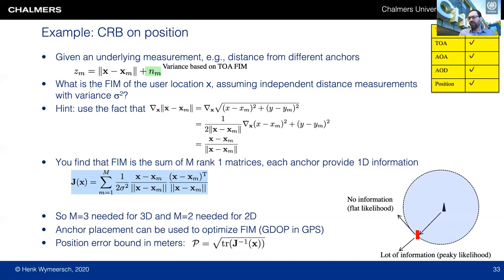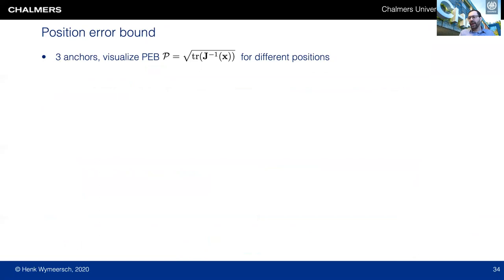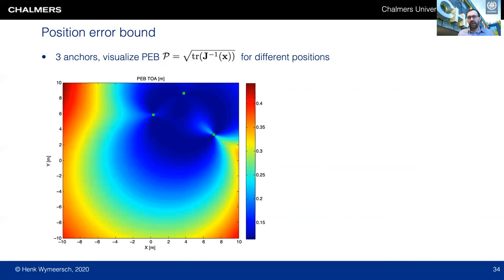So let me now try to visualize this. I visualize now for a case with 3 anchors, this position error bound across space. So how you can interpret this figure, there are 3 base stations. I don't know if I can draw this. There's base station 1, base station 2, base station 3. The user can be anywhere. So let's say the user is here. Here, the user estimates distances to all of these 3 base stations. And in this location, we can compute the position error bound. The position error bound is just a number expressed in meters, and this is what is shown with these colors here. So in this position, the error bound would be maybe, I don't know, 10 centimeters.